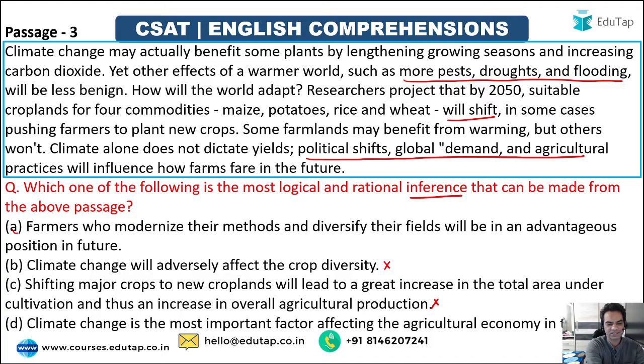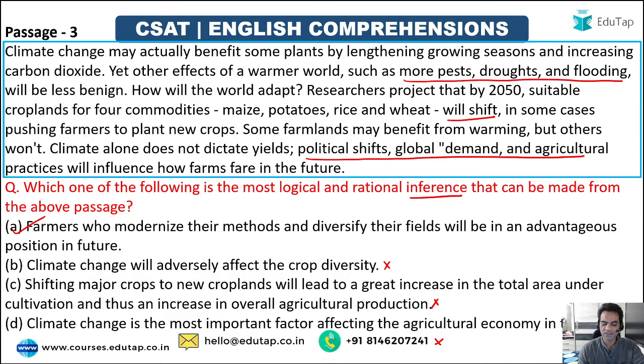The correct inference is that farmers who modernize their methods and diversify their fields will be in an advantageous position. That's what he wants to say. Because of climate change, you have to modernize the methods. That means you have to follow crop diversity and diversify your fields, and you will be in an advantageous position. So the correct answer for me is option number A.